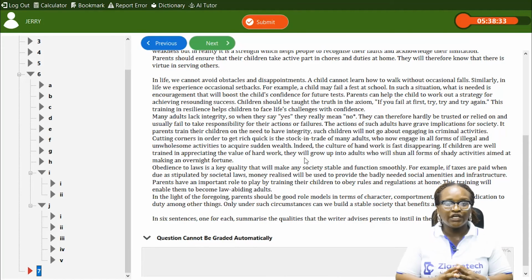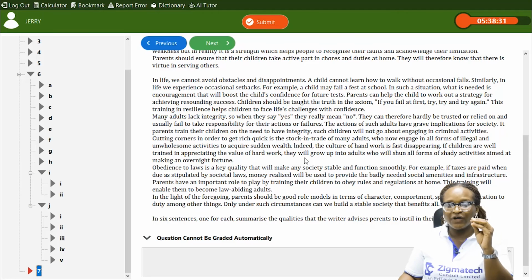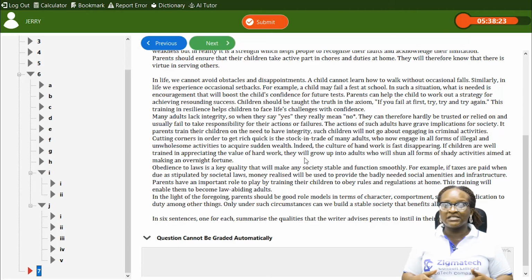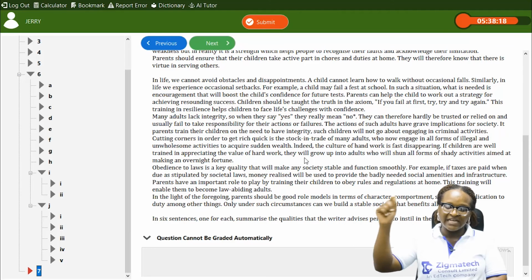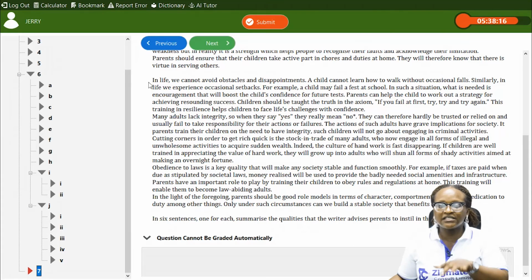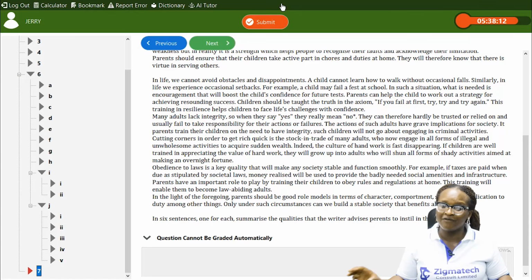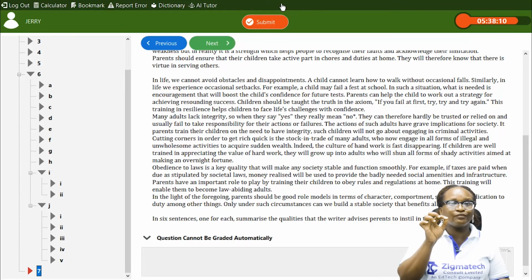But what I will do is to show you two ways of attempting this summary. Now, one, you can write your summary using a preamble to introduce before you outline your answers, the 6 sentences, or you can go with a direct sentence. Now, it says in 6 sentences, 1 for each. So how many sentences am I supposed to have? 6 sentences.